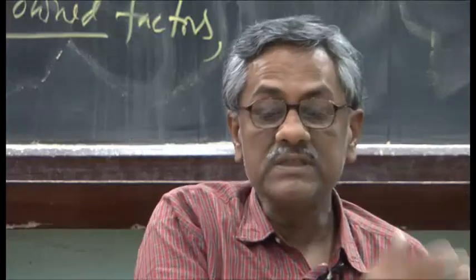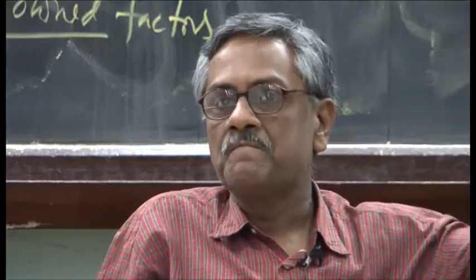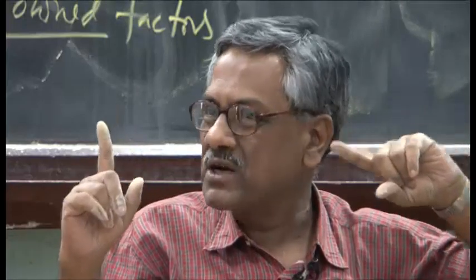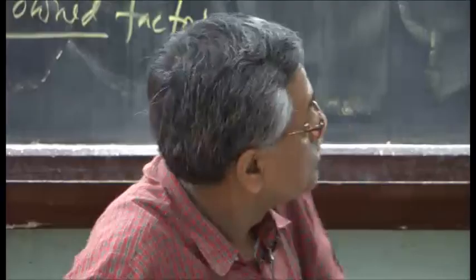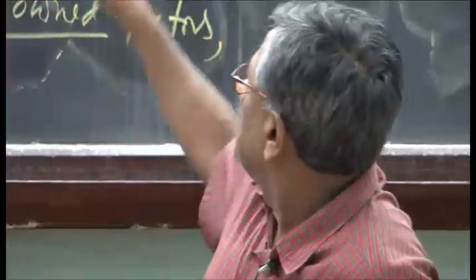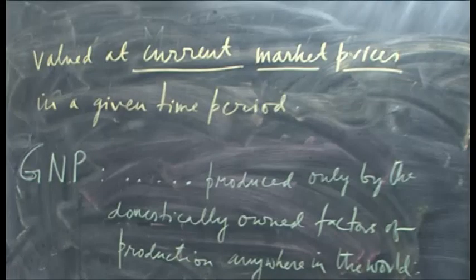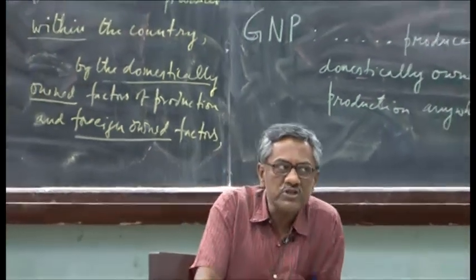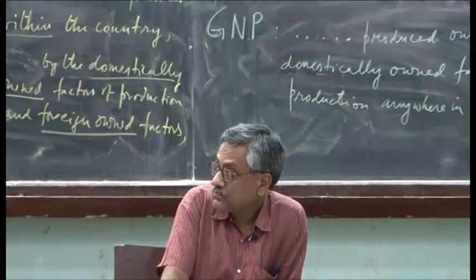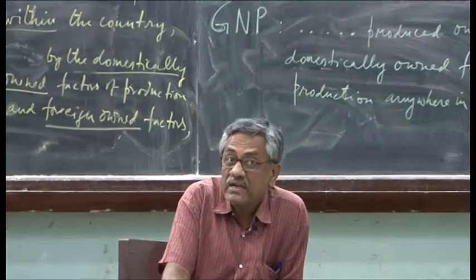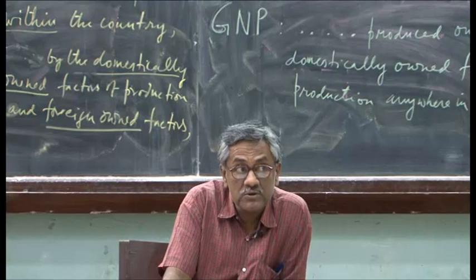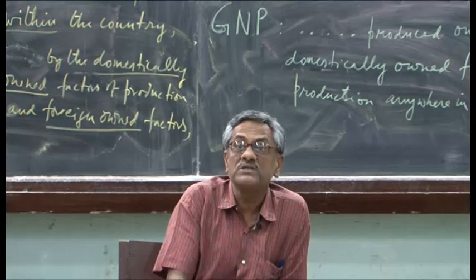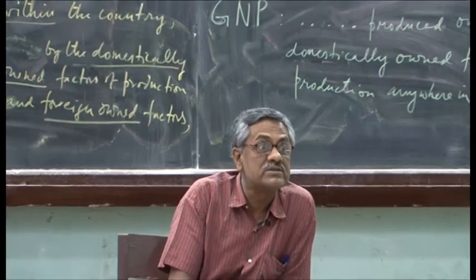Acha. What is important is that it has to be within a particular time period, valued at market prices. I am coming to that market price business more. And what I mentioned earlier is the final goods and services. This is the horrendous part. So you're talking about in GNP, GDP, the goods that are final goods. What are final goods? Goods that consumers can use. So you're talking about pots and pans, but not steel sheets.